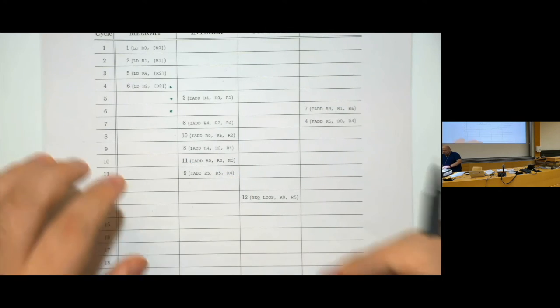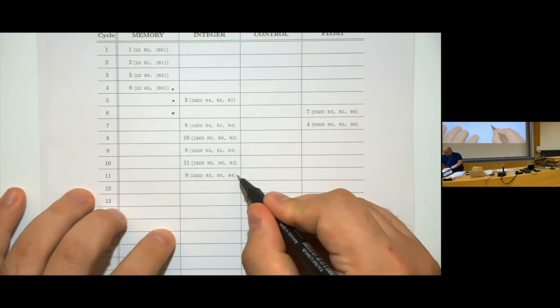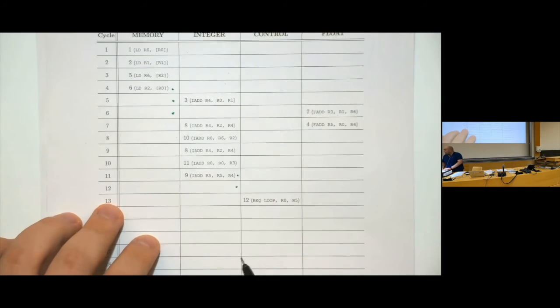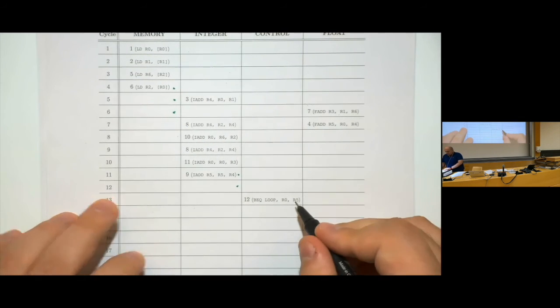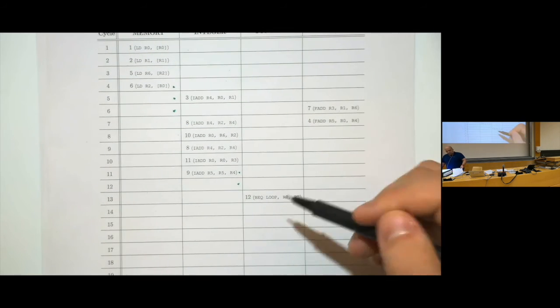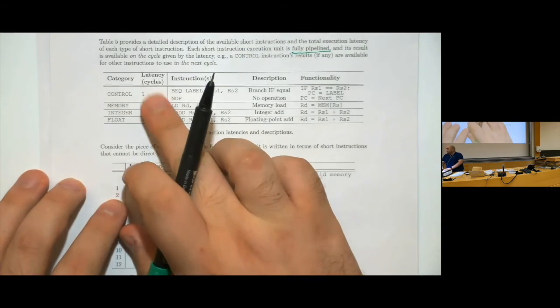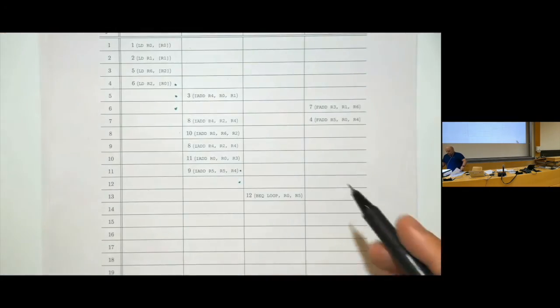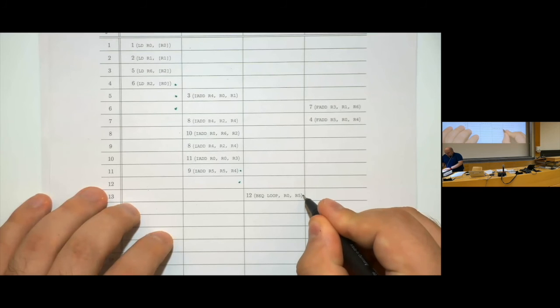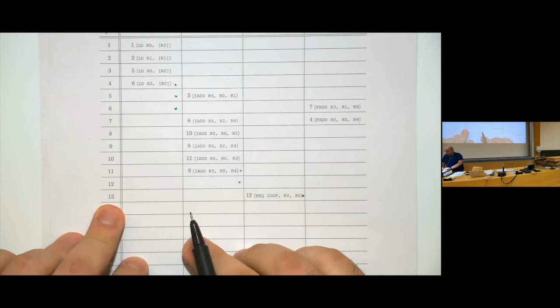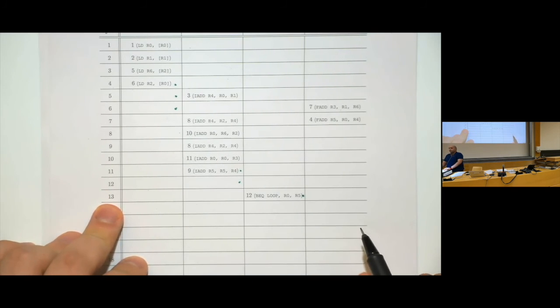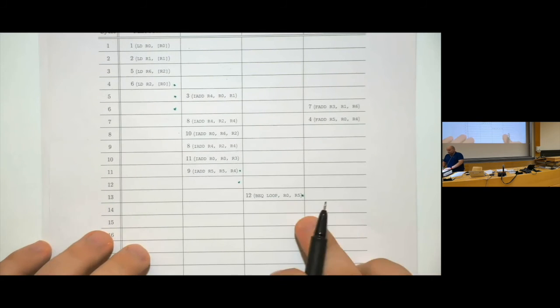Let's do the same thing with these integer ones. This takes 2 cycles. So we're going to be done with all integer operations by cycle 12. We do the same thing with the control instructions. The latency for the control instructions is a single cycle. What that means is we're going to be done with these control instructions by cycle 13. Okay, so that's the latest one that we've seen so far. So if we want the total execution, we would use this one.